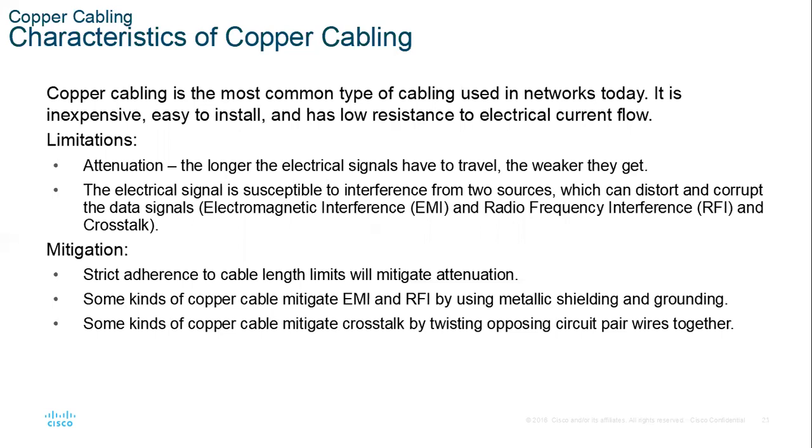Attenuation is when you have a longer distance to cover and your signal becomes weak. That's why when you go buy a Cat 5 or Cat 6 cable, it comes in 300 meters, because after 300 meters you start having attenuation. Even depending on the quality of the copper cable, even at 100 meters you can start having attenuation, loss of signals. Then how do you mitigate that? Strict adherence to cable length limit, like I just spoke about, and of course grounding and other stuff.